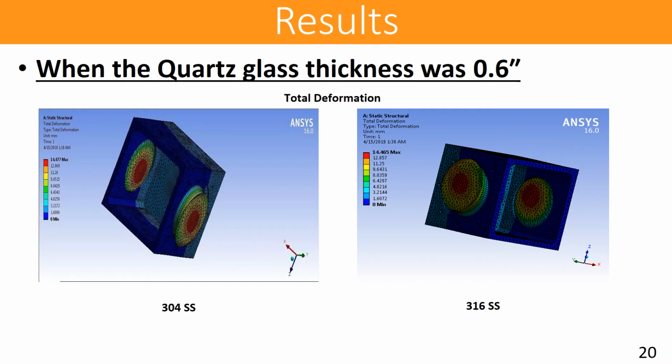For this, we have the total deformations for when the quartz glass thickness was 0.6 inch. For 304 stainless steel, the maximum total deformation value is 14.47 millimeter, and for the same design, the total deformation for the 316 stainless steel cube block is 14.46 millimeter. By comparing these two data, we can conclude that 304 stainless steel and 316 stainless steel are pretty much similar and do not differ very much.